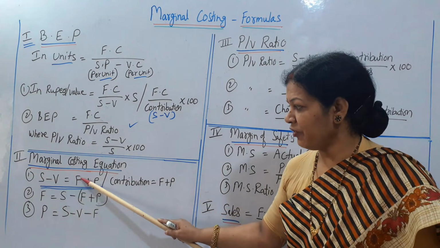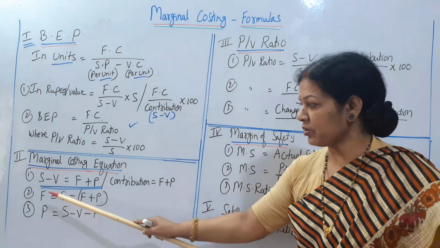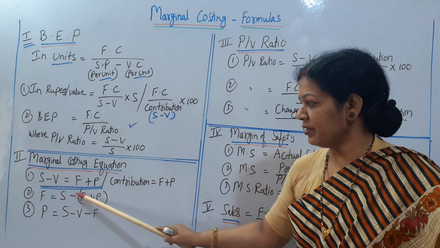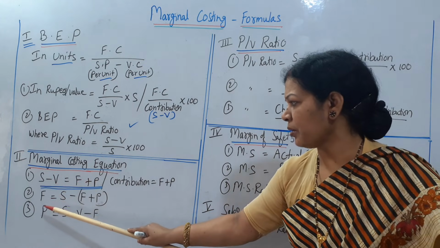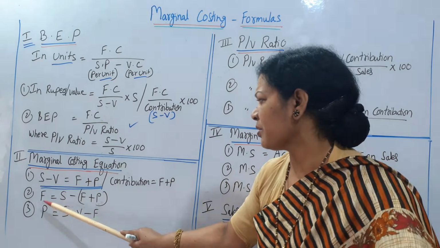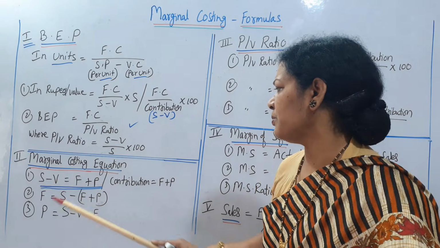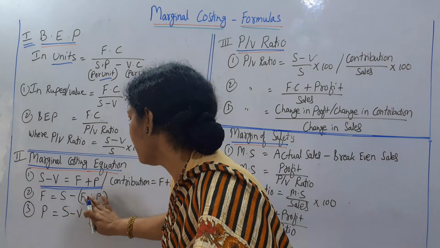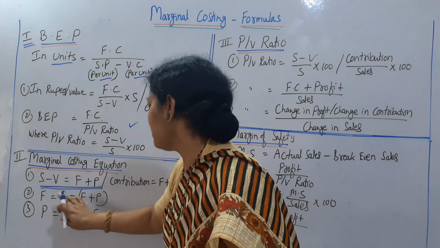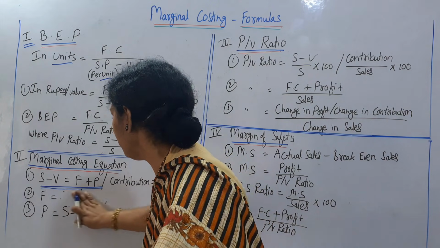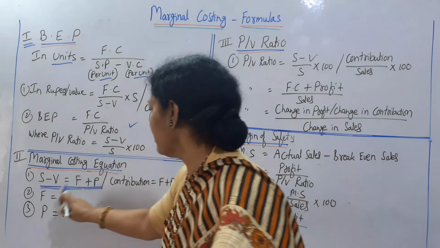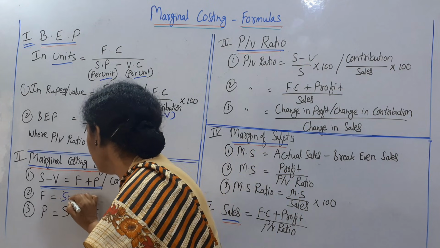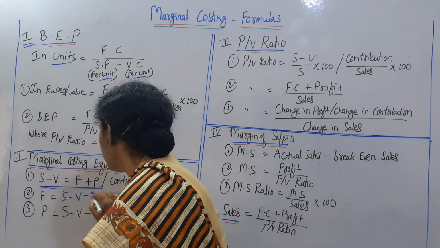Suppose if you take F outside, then S minus V, this is V. If we take it out, the formula will be different. I have written something. If we take it out, S minus V minus P.